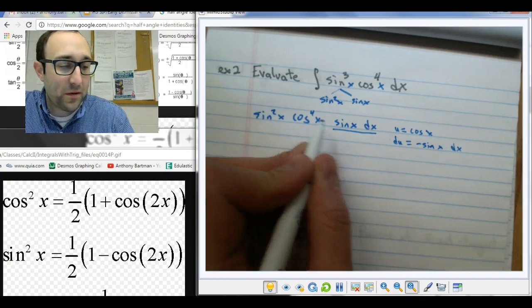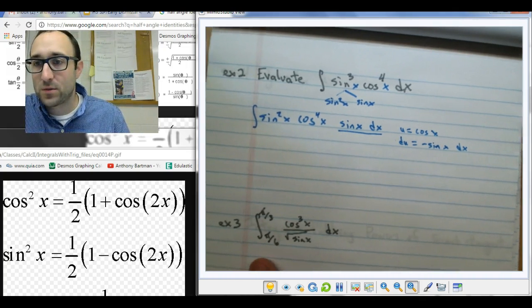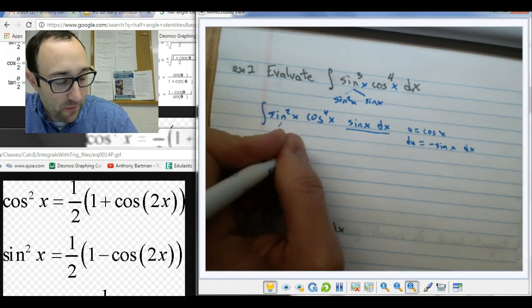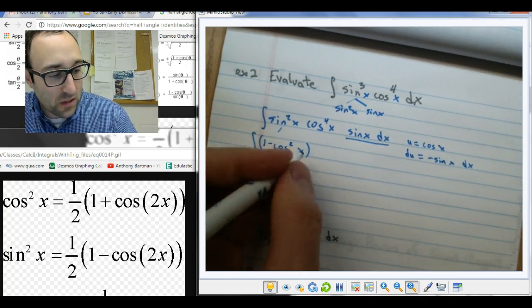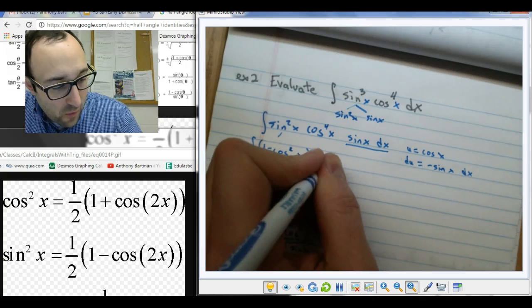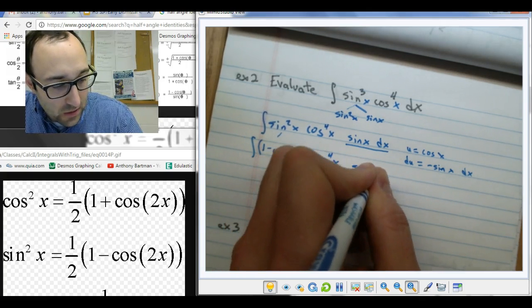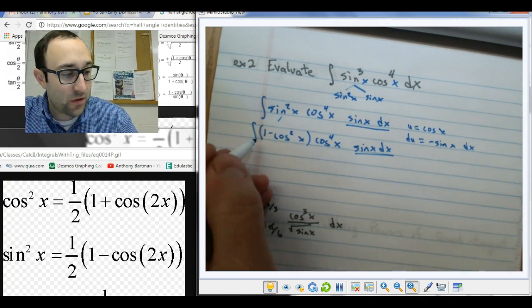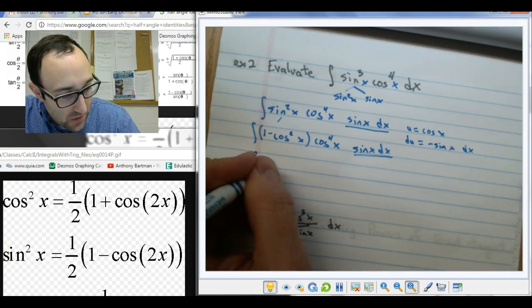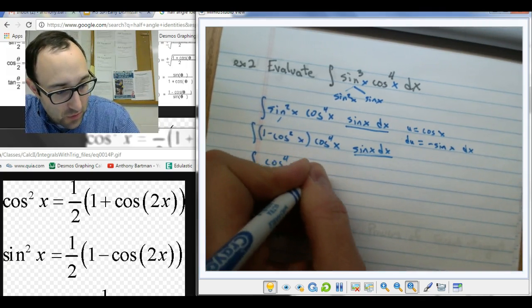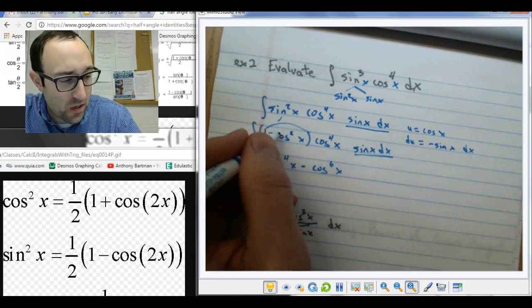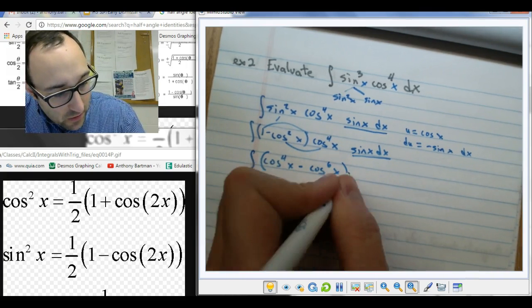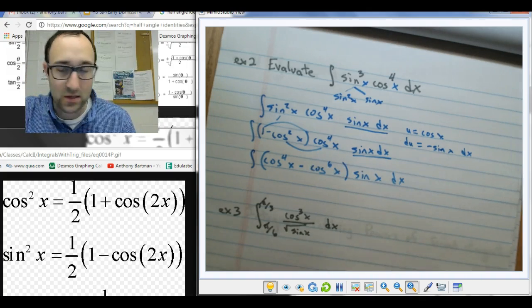So I've got the sine squared, and I want to rewrite some of this in terms of all cosine. So I'm going to rewrite the sine squared as 1 minus cosine squared x. So I've got the integral of 1 minus cosine squared x times cosine to the fourth x, and I've got sine x dx. Remember, I'm trying to keep that because that's going to be my du. Then I'm just going to distribute this 1 minus cosine squared. So I'm going to get cosine to the fourth x minus cosine to the sixth x, because cosine squared times cosine to the fourth is cosine to the sixth. And we take all that times sine x dx.